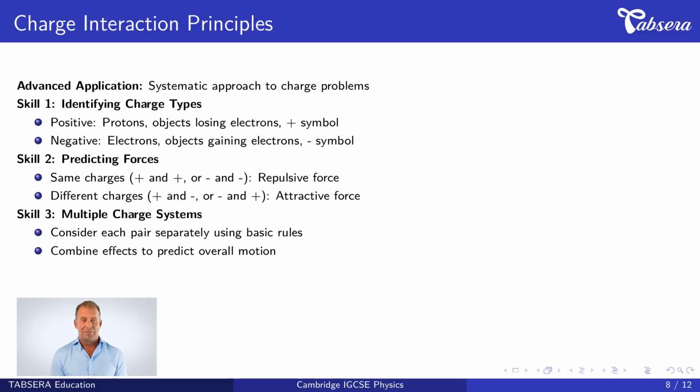Advanced mathematical skills help solve complex charge problems systematically. Let's examine three key skills. First, identifying charge types correctly. Positive charges include protons in nuclei, objects that have lost electrons, and anything marked with plus symbol. Negative charges include electrons, objects that have gained extra electrons, and anything marked with minus symbol.